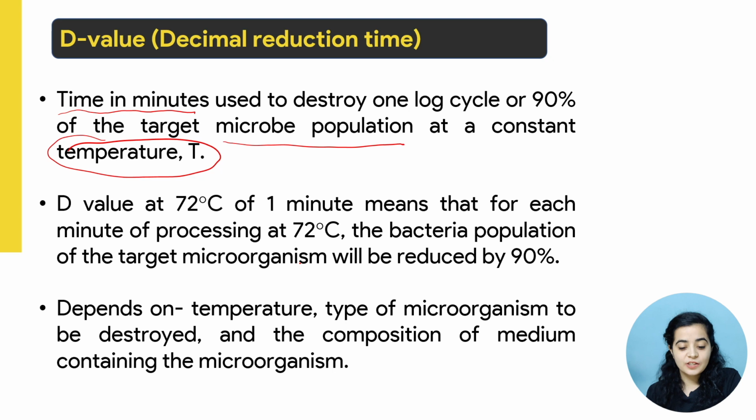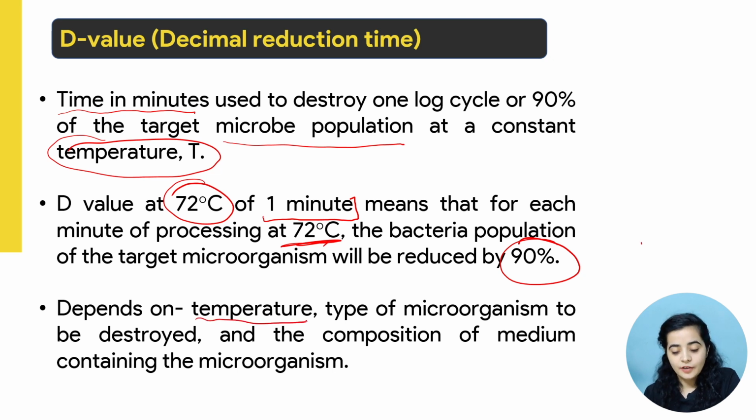So now we know what is D value. We know that if we say for a particular bacteria, 1 minute is your D value at a temperature of 72 degrees Celsius, it means that at 72 degrees Celsius, your bacterial population is being reduced by 90%. Now the factors on which D value depends are, as we have studied now, the temperature, then the type of microorganism that is to be destroyed. Also, it depends on the composition of the medium in which the microorganism is growing.